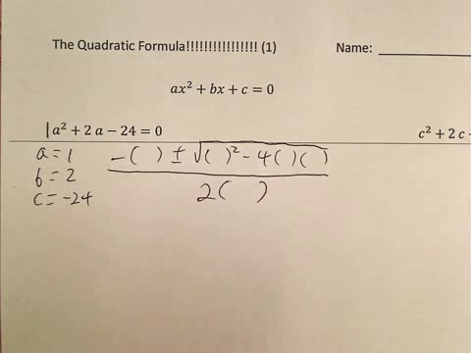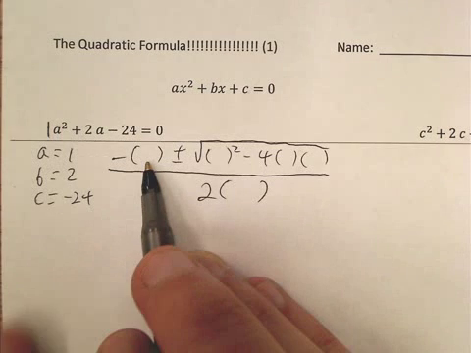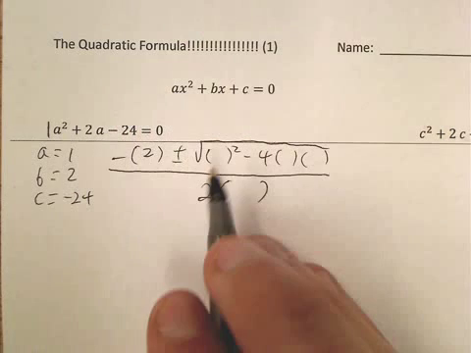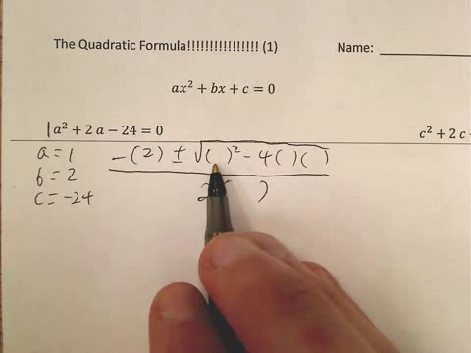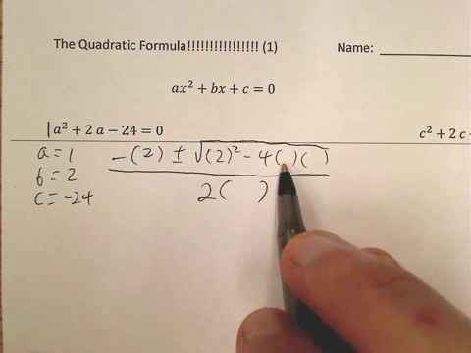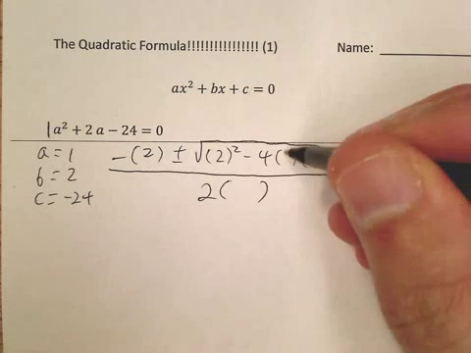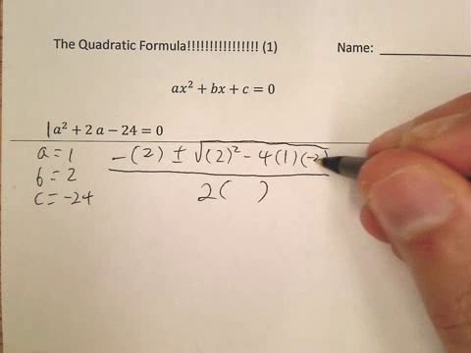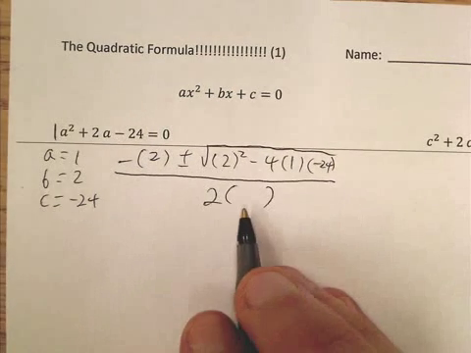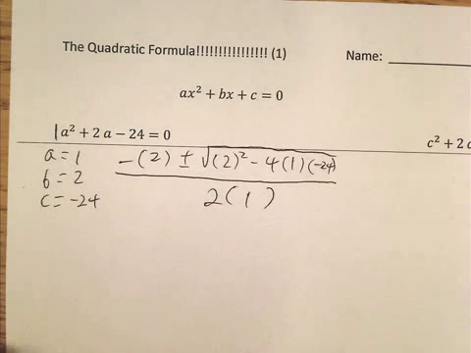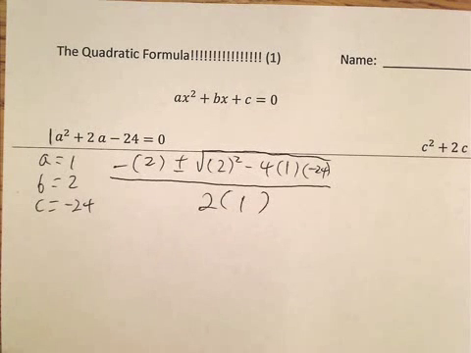Okay, now I'm going to go through and plug stuff in. So in these parentheses was B, that's 2 here. In these parentheses was B, that's 2 as well. In this parentheses, this was A, that's 1. In this parentheses, that's C, that's negative 24. In this parentheses, it's A, so that's 1 again. If you get this far, you're most of the way there. Okay, which is pretty darn good.